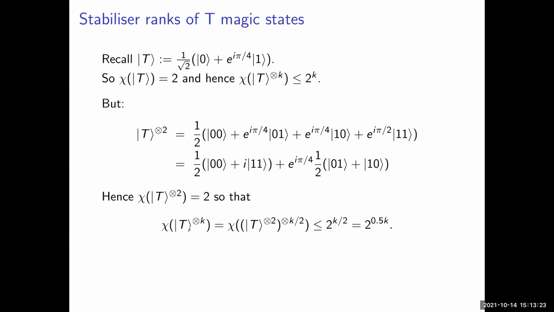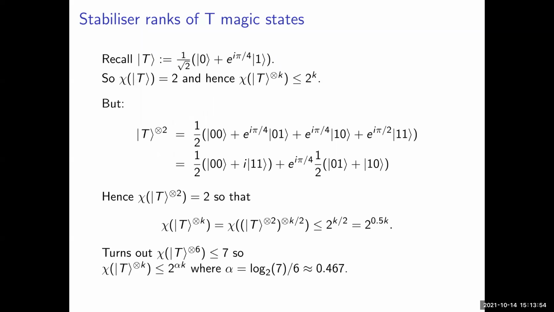And that means that if we have an even number of these T magic states, then we can decompose them in pairs. And then that gives us this number. So we get 2 to the k over 2, so 2 to the 0.5 k. So this is kind of like a quadratic improvement over what you get here, right? So if you decompose T magic states in pairs, it's quadratically better than doing it just naively.